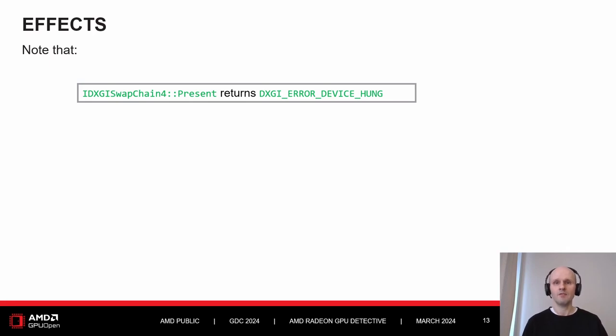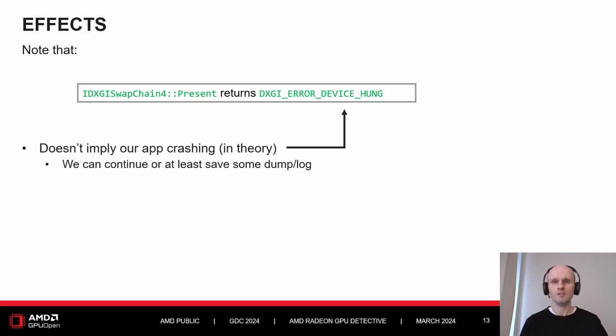When an API function returns an error code, it has two important implications. First, it doesn't mean our C++ code, our CPU code, is crashing. It actually continues. Theoretically, we could even restart the renderer part of the game code, reload all the assets, and continue gameplay. Of course, no one does that. No one implements such a recovery code in a game, but we can at least save some log or some dump to a file, send it to some server, and then terminate soon after. This is why we call it a crash.